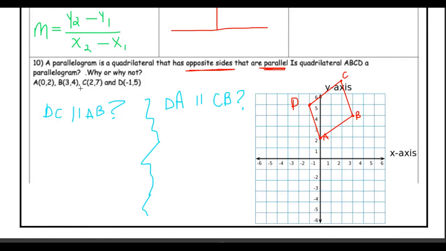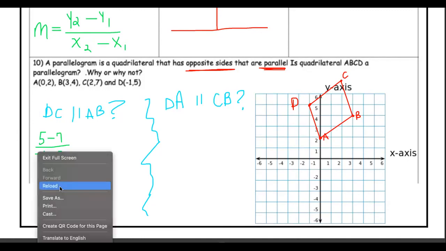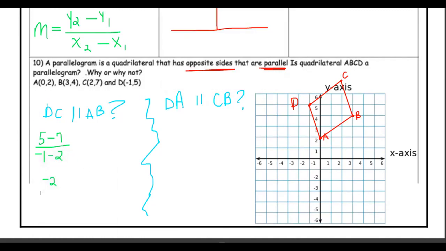So this is a recap. So let's do D and C. Here's D, here's C, finding those. I'm substituting in. That would be 5 minus 7 over negative 1 minus 2. 5 minus 7 is negative 2. Okay. And negative 1 minus 2 is negative 3. So that's the slope of DC.